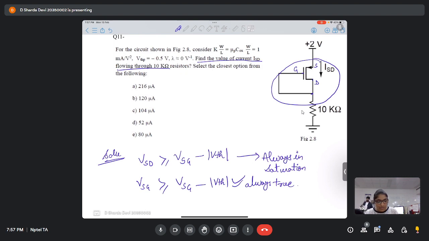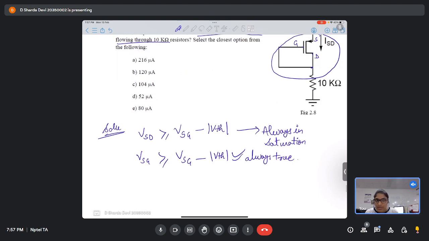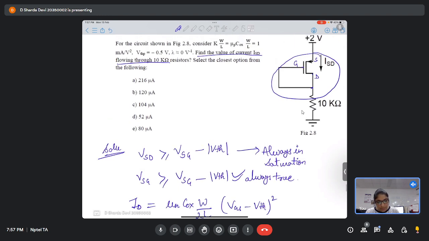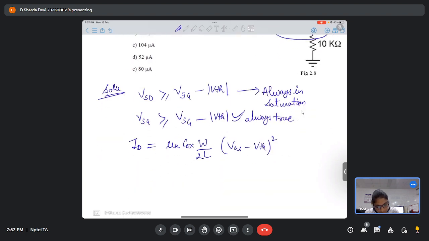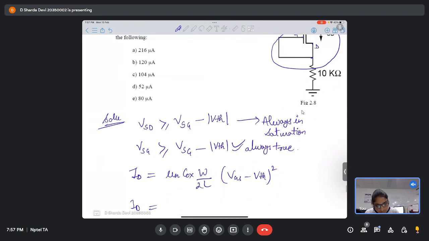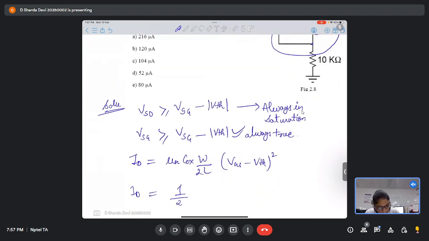Yes, ma'am. So now we are confirmed that this is in saturation, so we'll simply write the formula for ID, that is mu_p Cox W by 2L into (VGS minus VTH) whole square. So here VTH is given to be 0.5. You need to find ID. Mu Cox is given to be 1 by 2 milliamps per volt square.